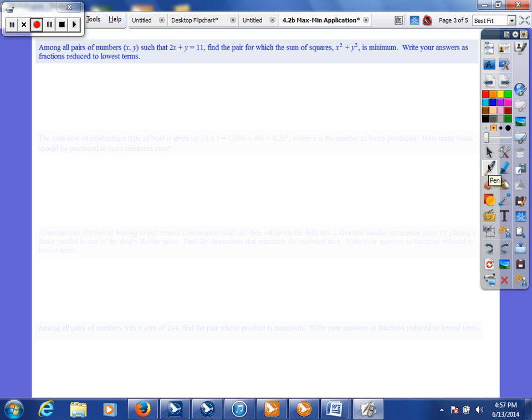Among all pairs of numbers such that 2x plus y equals 11. Ooh, we know something about that. Look at that. Isn't that just a secondary sitting there? You don't even have to find it. Find the pair whose sum of squares, and they give it to you, is a minimum. Awesome.